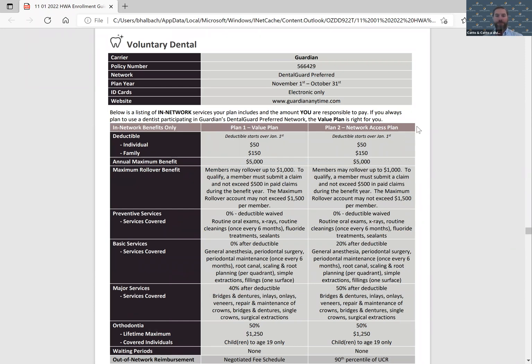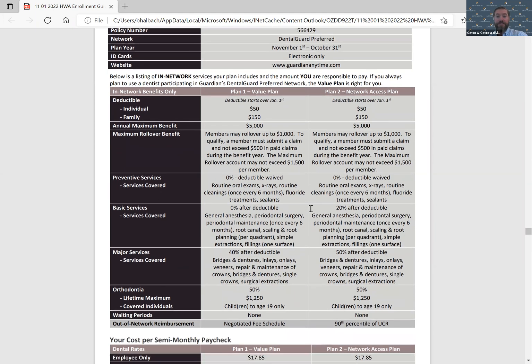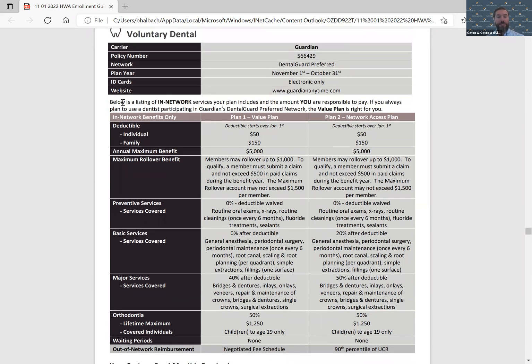Okay, we're going to talk about the Guardian lines. A couple of years ago, we made a transition to Guardian. The network is Dental Guard Preferred. It starts over on November 1st. But we have not changed anything in these plans. The biggest difference between the value plan and the network access plan is this. It's confusing unless you read really this. Okay.